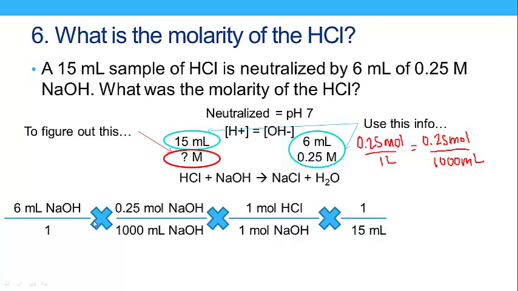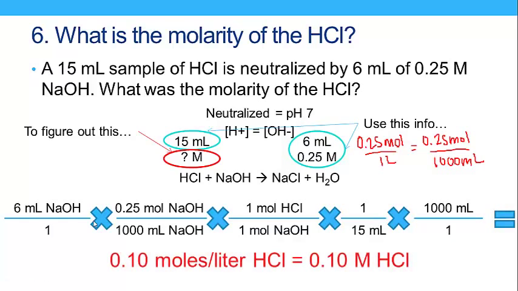And I don't want milliliters. What I really want is liters. So milliliters will go on top and liters will go on bottom. Whenever we solve this, we end up with 0.10 moles per liter of HCl, which is the same thing as 0.10 molarity of HCl.